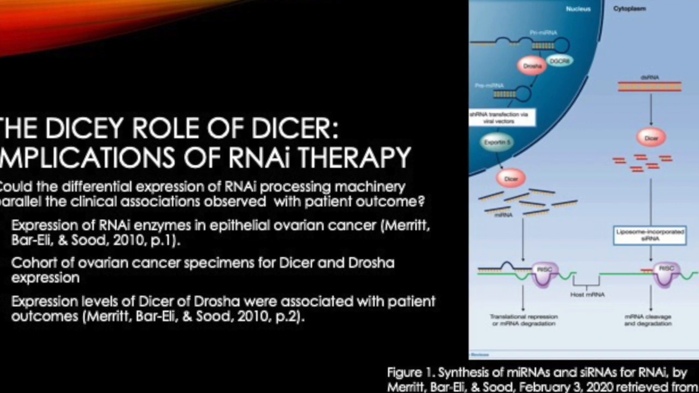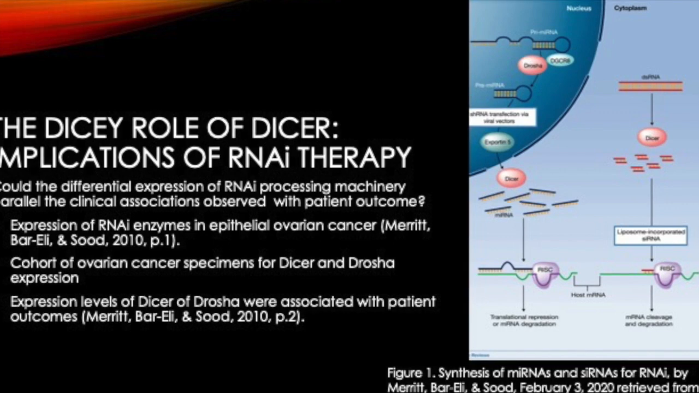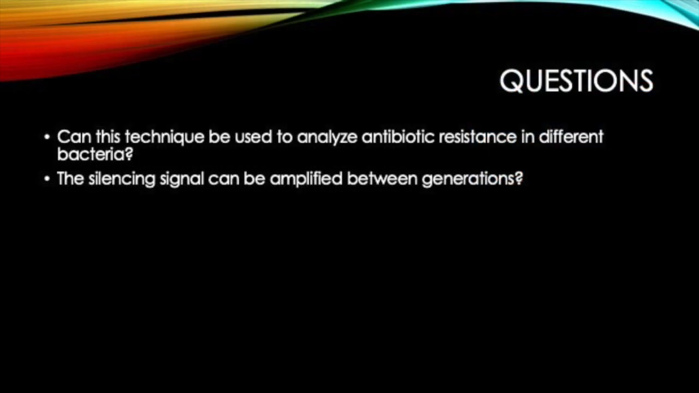And this is due to RNA interference regulatory processes being specific to a type of tumor. And also, it is thought that other components in the RNA interference cascade may also play a critical role in affecting patient outcome.